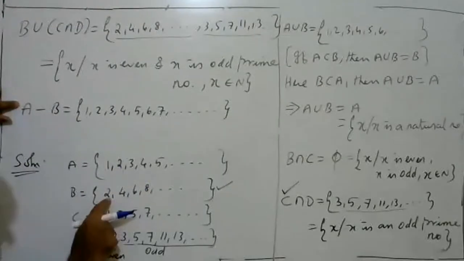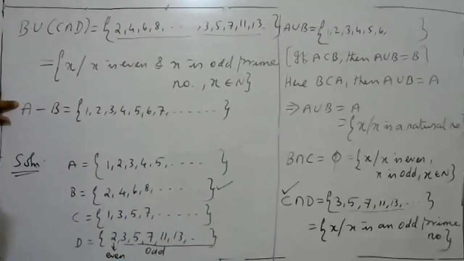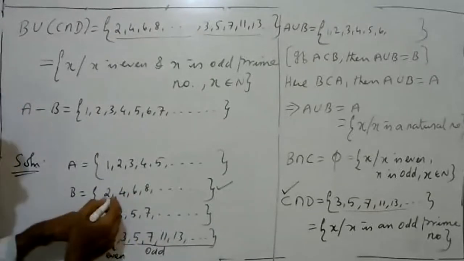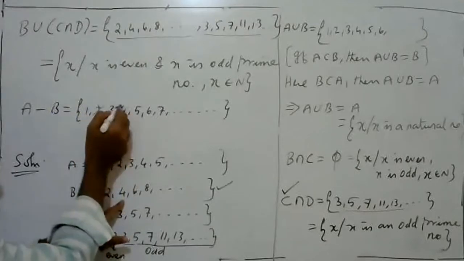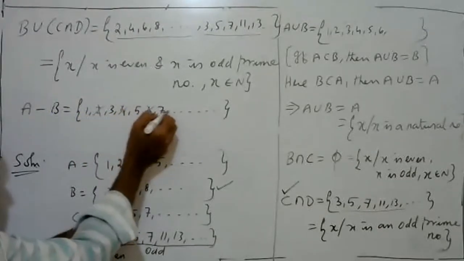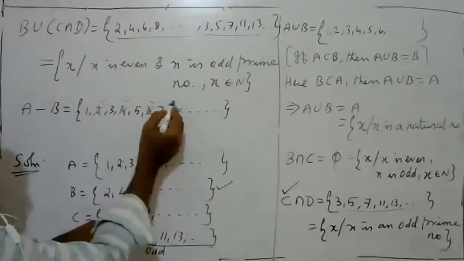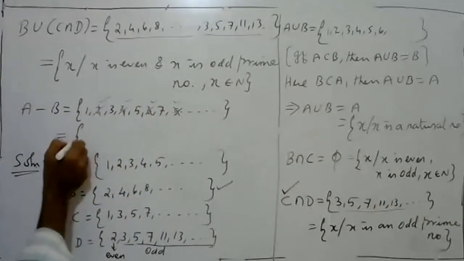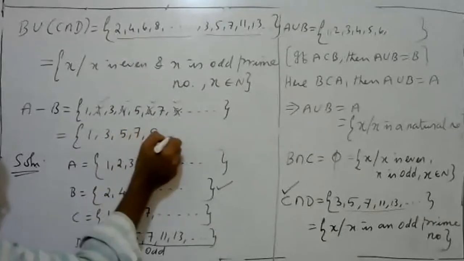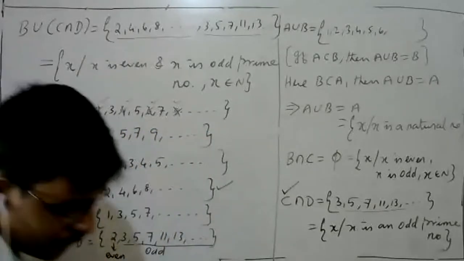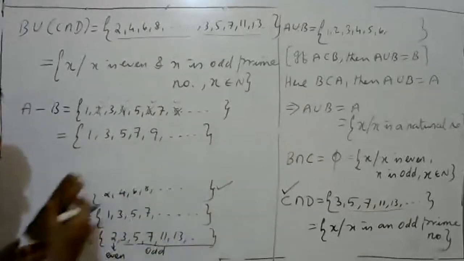What is my B? B is the set of all even natural numbers. That means eliminate this: 2 belongs to B, eliminate; 4 belongs to B, eliminate. Similarly, you eliminate all even numbers. Then what are we getting? 1, 3, 5, 7, 9, etc. Are you okay? Are you clear about that?